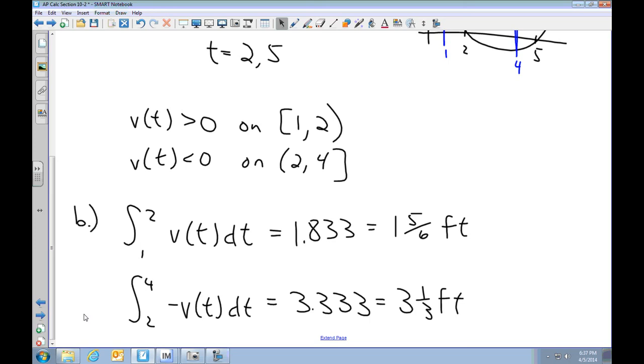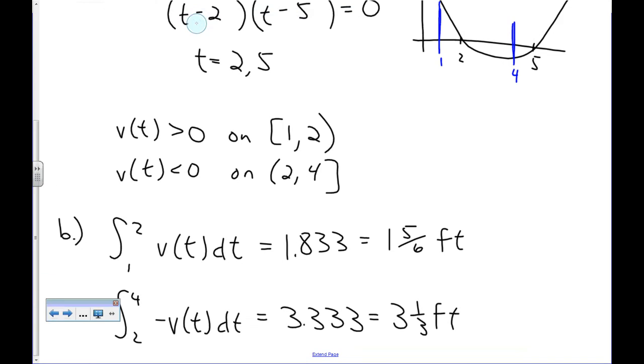Let's take a look at part C. It says in part C to use a single integral to find the displacement in the time interval from 1 to 4, and another single integral to find the distance traveled in this interval. All right, so now we want to do this with a single integral. We did it here in part B with 2 integrals. Let's see if we can do this with just 1.